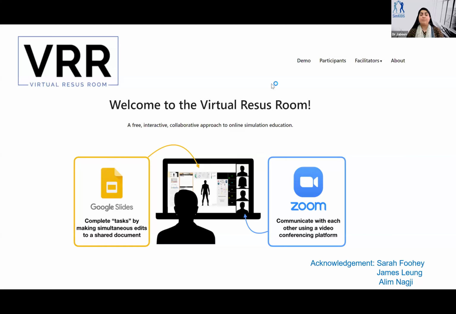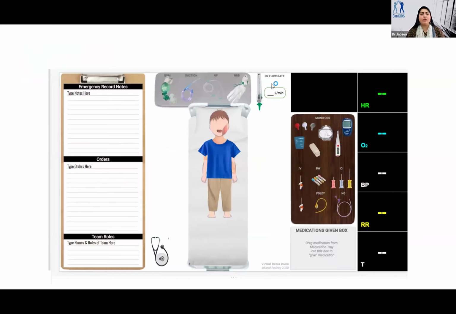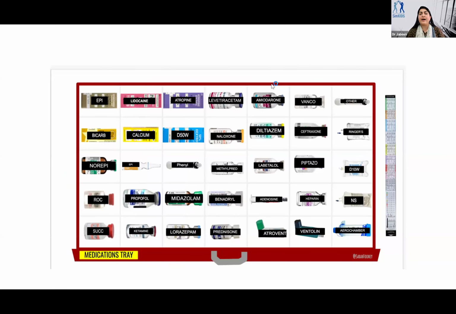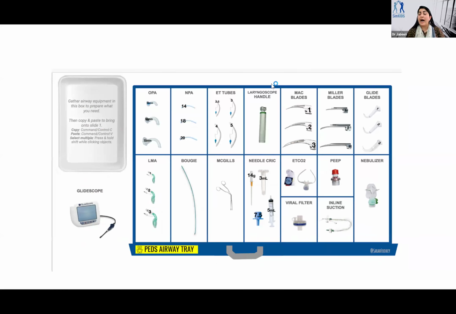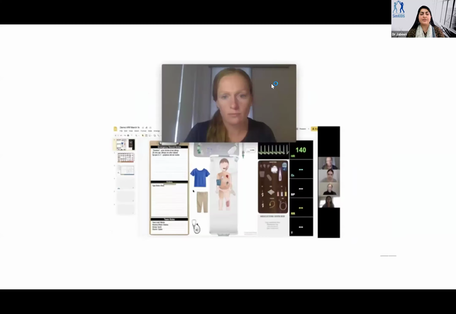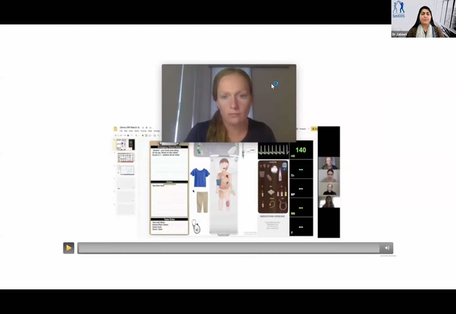So it's a very simple format or simple application that will require your laptop, a Google slide based room, and a Zoom to communicate audio and video. So they have a resuscitation room that will look like a resuscitation room here. It has a medication cart, an airway cart, and I will show you a short video of how the virtual resuscitation room works. And this is Sarah Fuhe who is describing it, so let's watch this video.